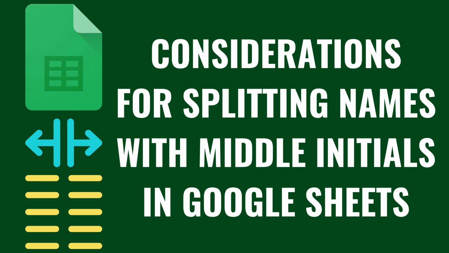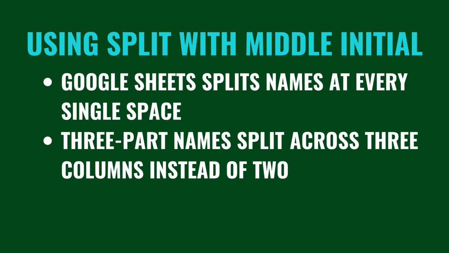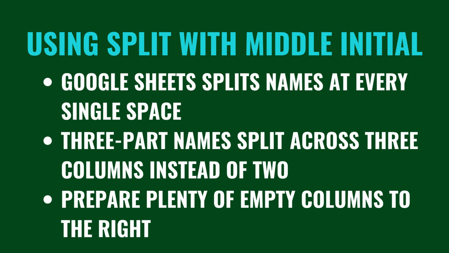It is important to keep in mind how Google Sheets handles middle initials or names that have more than two parts, such as Brian K. Vaughan or Brian Michael Bendis. Because both the menu tool and the formula look for every single space, a three-part name will split across three columns instead of two. This is why making sure you have plenty of empty columns prepared to the right of your data is so critical.